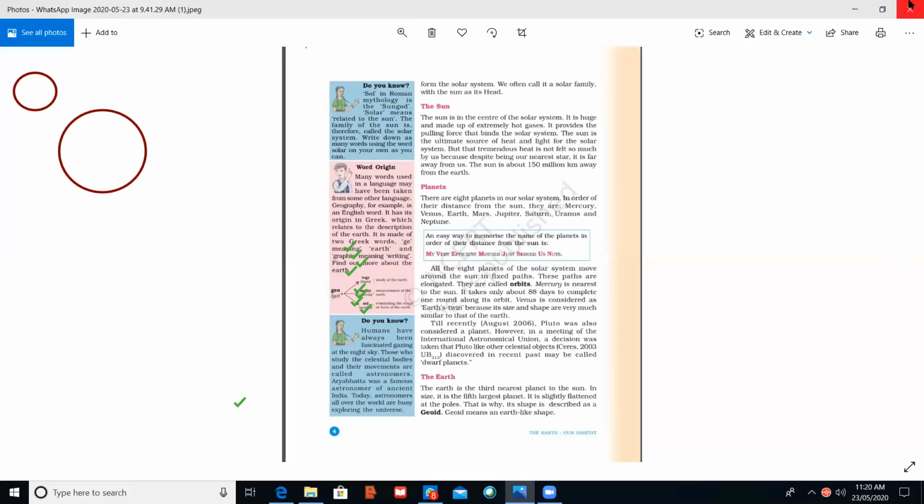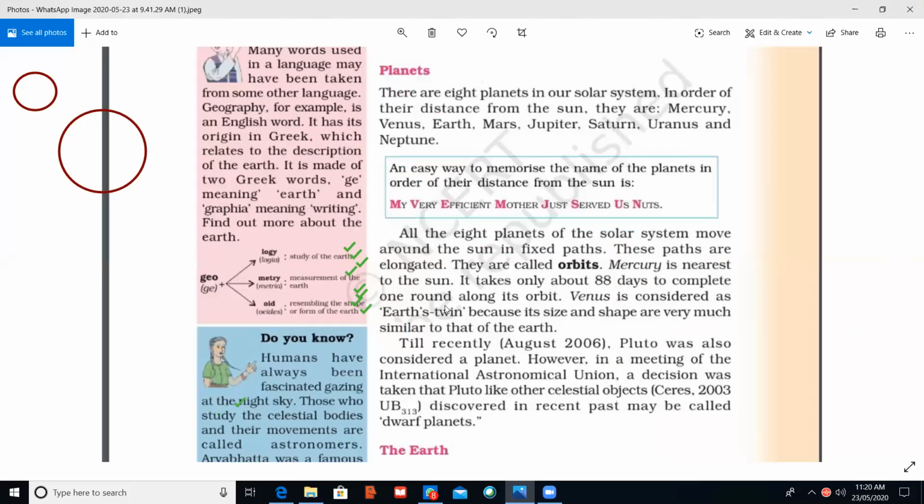Actually, what happened was I missed this portion in which your orbit and that topic were also discussed. So let's just discuss this. In this, the answer to your question is there. All 8 planets of the solar system move around the sun in a fixed path called orbit. Mercury is the nearest to the sun. It takes only about 88 days to complete a revolution. Venus is considered the Earth's twin. Why? Because its size and shape are very much similar to that of the Earth.